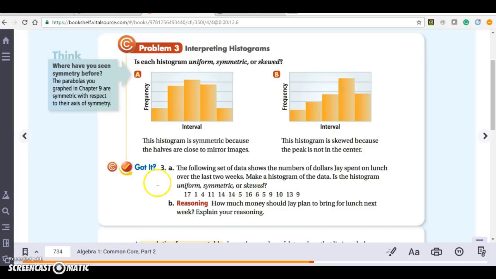All right, let's take a look at the guide. It says the following set of data shows the number of dollars Jay spent on lunch over the last 2 weeks. Make a histogram of the data. Is the histogram uniform, symmetric, or skewed? Okay, so I see that my lowest number is 1 and my highest number is 17. So it's about 18 different points that I can have, and so let's divide it into 3. Okay, so we'll say every 3.